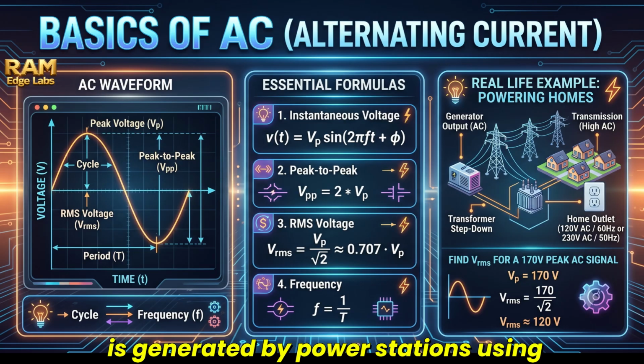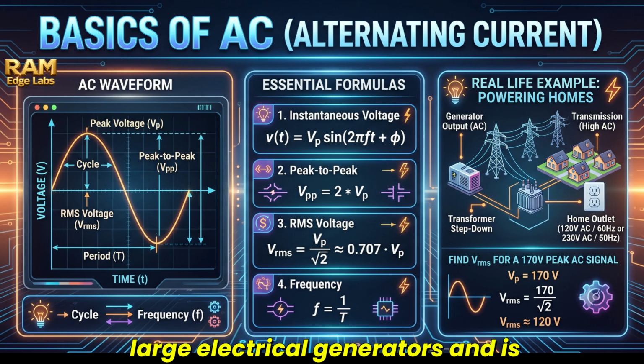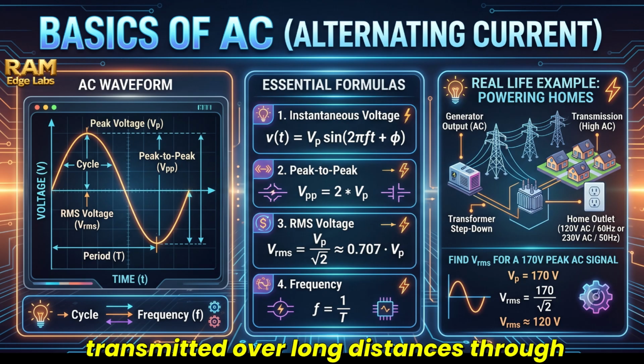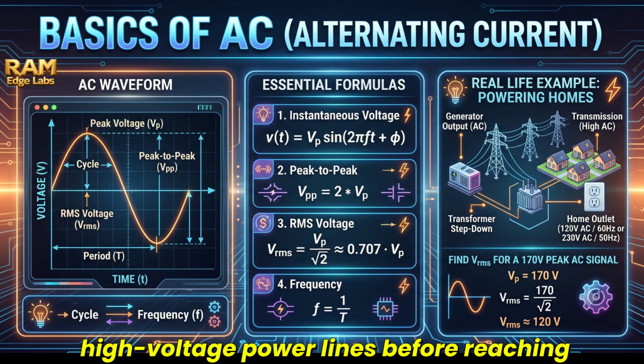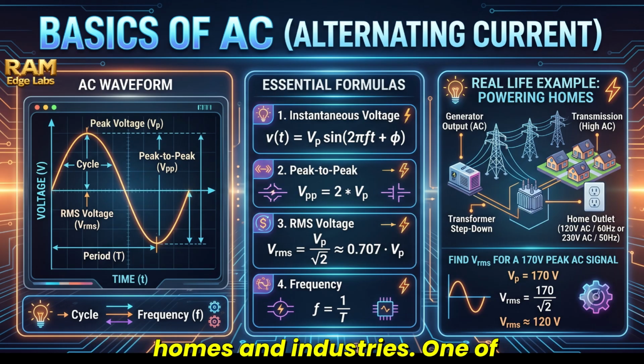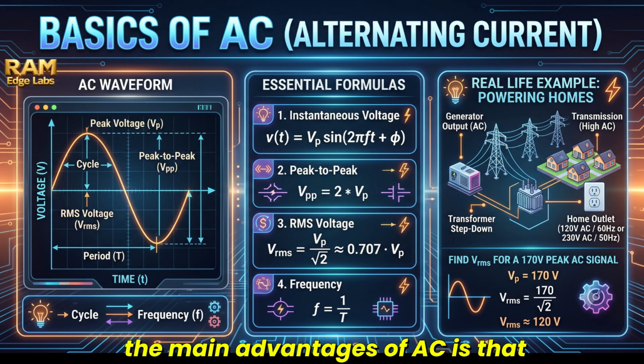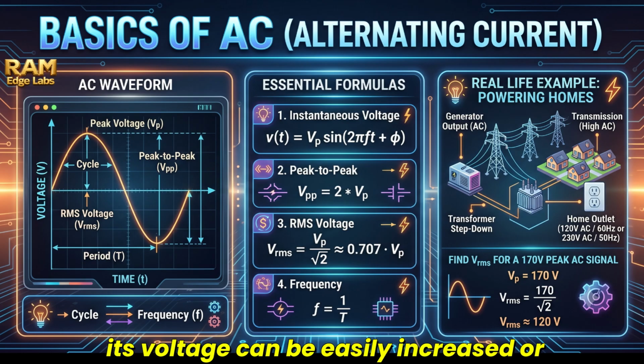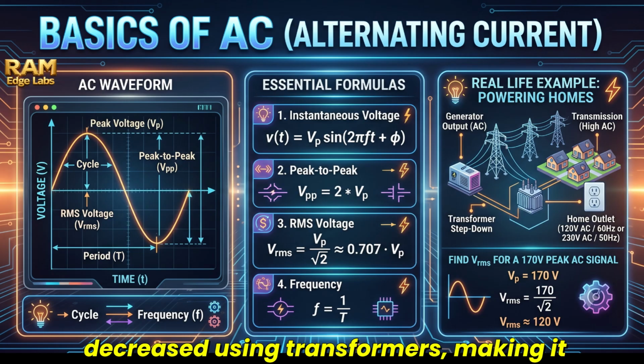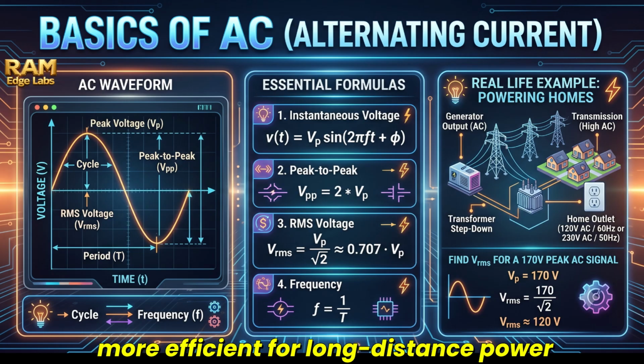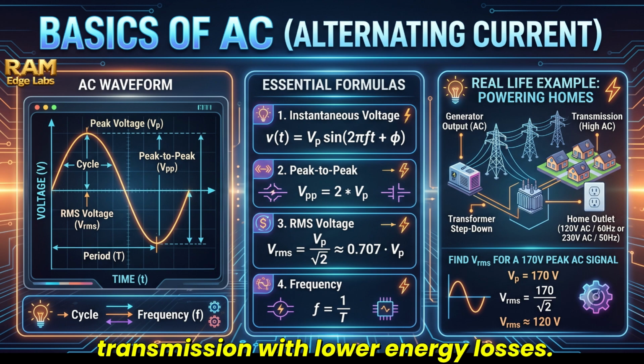AC is generated by power stations using large electrical generators and is transmitted over long distances through high-voltage power lines before reaching homes and industries. One of the main advantages of AC is that its voltage can be easily increased or decreased using transformers, making it more efficient for long-distance power transmission with lower energy losses.